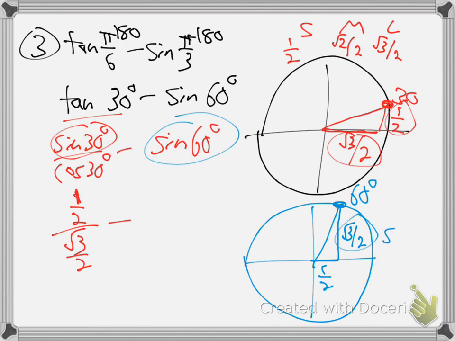It's the y. There's the sine. Sine is always y, cosine is always x. By definition. So root 3 over 2. So those are the two things we need to subtract. So far, so good. Now, how do we do that?